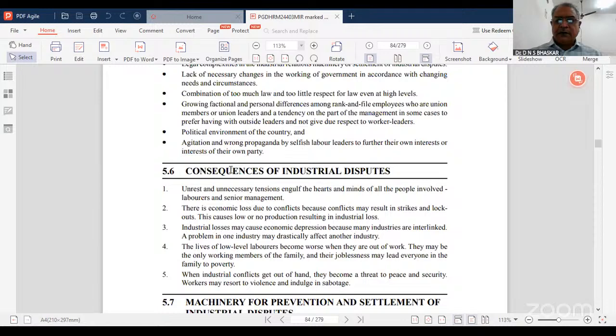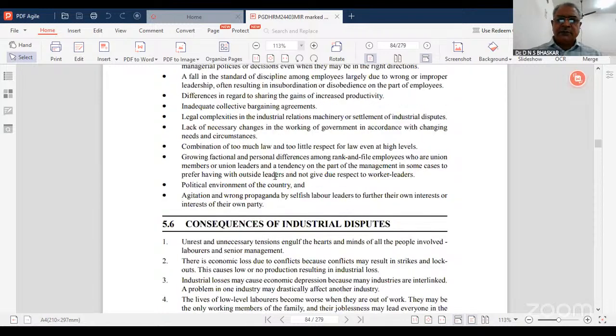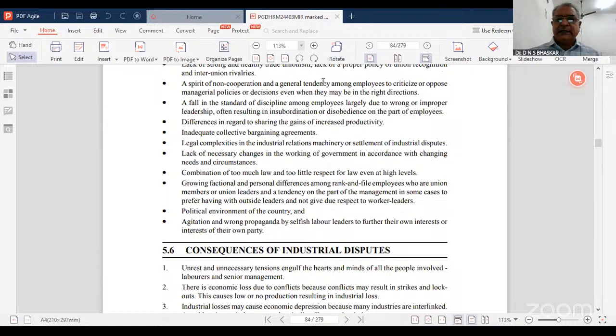The political environment of a country also leads to industrial disputes. Then a spirit of non-cooperation, a general tendency among employees to criticize or oppose managerial policies and decisions. If the trade unions are always pointing out or showing a negative attitude towards employer decisions, they will always find fault with the management, and that leads to problems in industries. Legal complexities also exist in the industrial relations machinery and settlement of industrial disputes. A combination of too much law and too little respect for the law also highlights this.